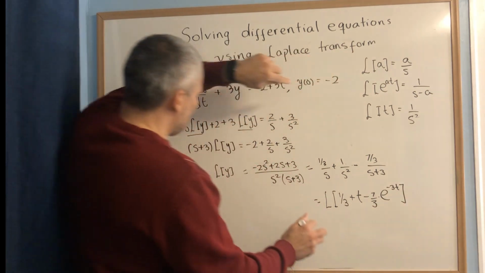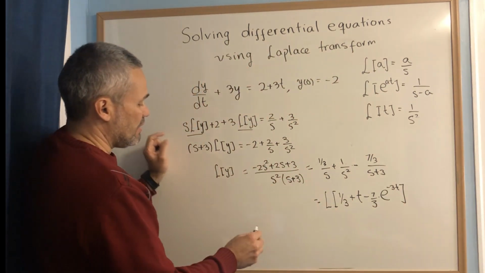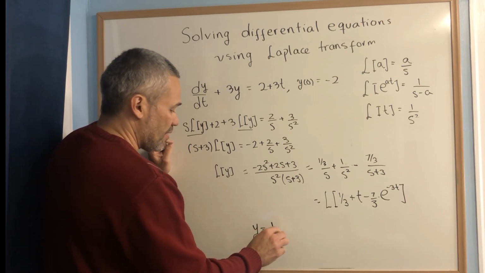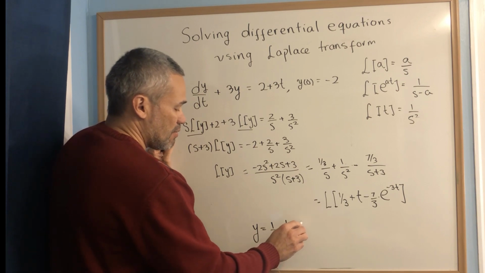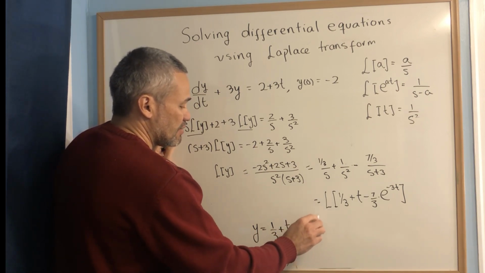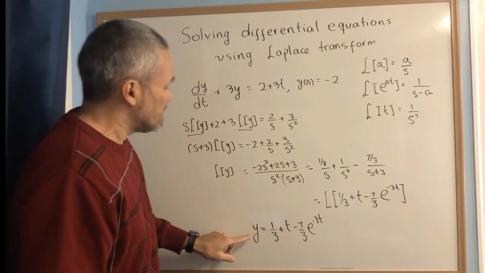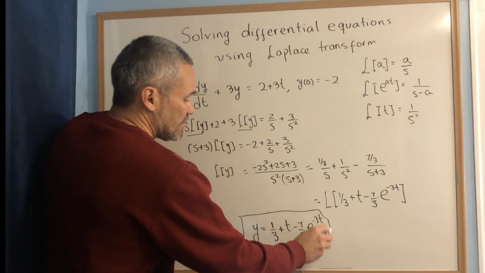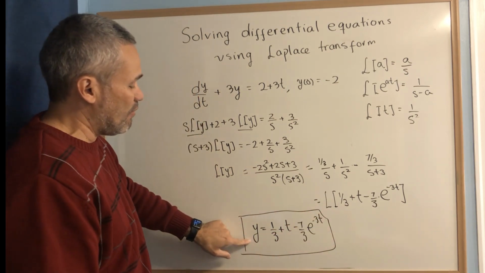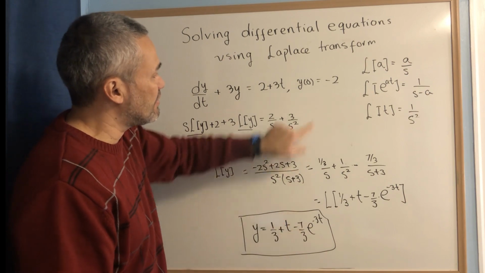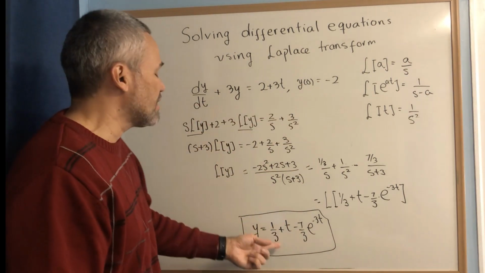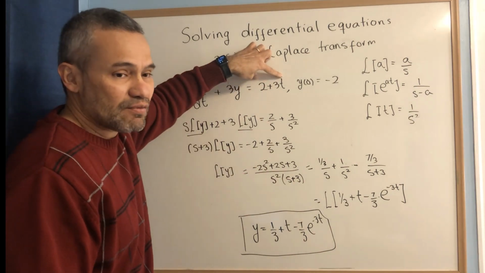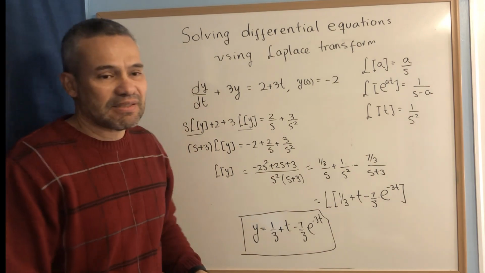negative 3t. Then when you compare here and here, you get that the function y is 1/3 plus t minus 7/3 e to the negative 3t, and this is a solution of this differential equation. You can check that indeed this is a solution. For example, when you evaluate at 0, you get 1/3 minus 7/3, which is negative 2, and you can take the derivative of this and check that the derivative plus 3 times this function gives the right side. Okay, this is it for this example.